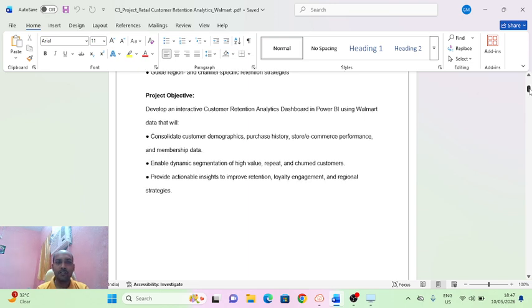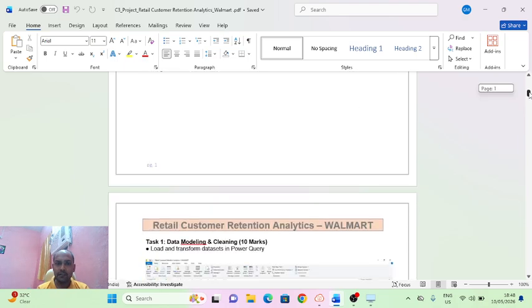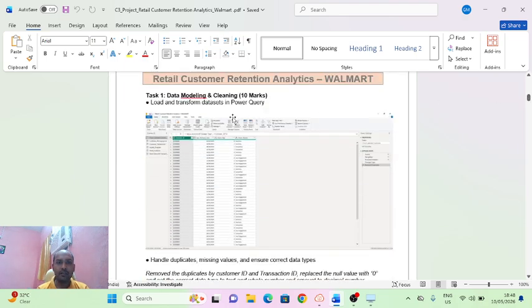My main objective is to develop an interactive customer retention analytics dashboard through Power BI and enable the dynamic segmentation of high value, repeat and churn customers, and provide actionable insights to improve retention, loyalty, engagement, and regional strategies. In task one, I have done the data modeling and cleaning of the data.